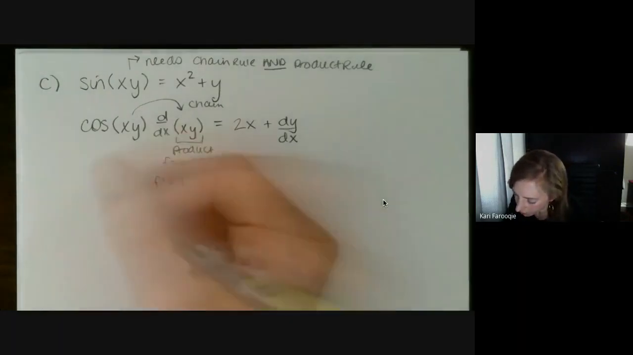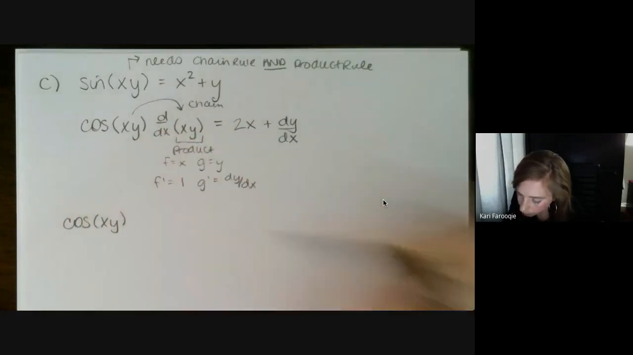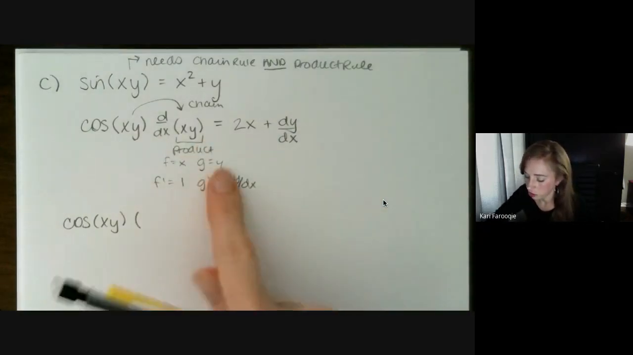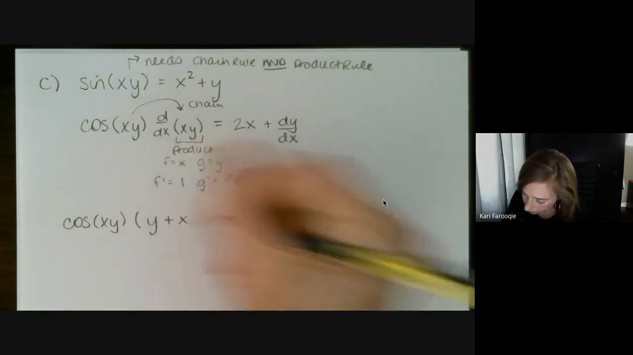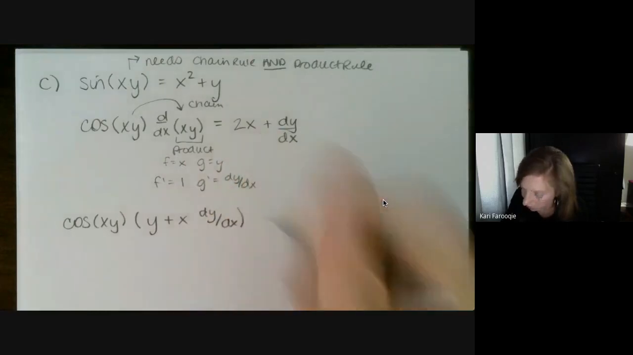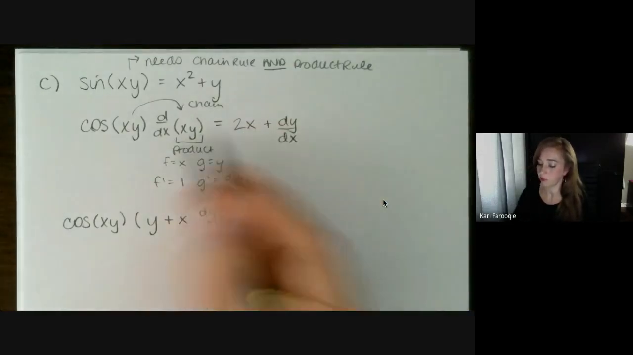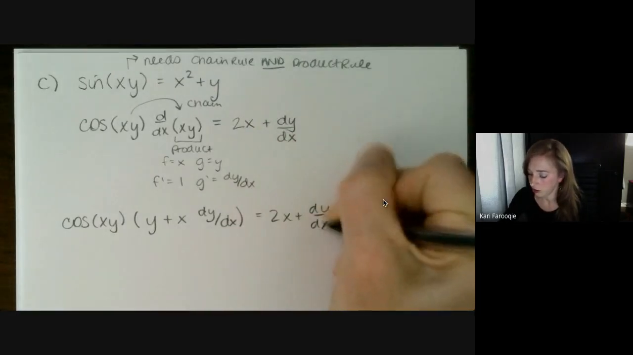Okay, so I'm going to rewrite my cosine xy, and then I'm going to multiply by the derivative of the inside function. So f prime g, which is 1 times y, plus f g prime. And like I said, you should get really used to taking the derivative of xy. You're going to see xy all the time. Its derivative is always going to be y plus x dy/dx for this very reason. Rewrite the right-hand side. We haven't done anything there.